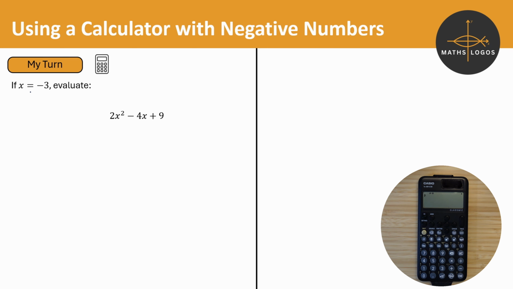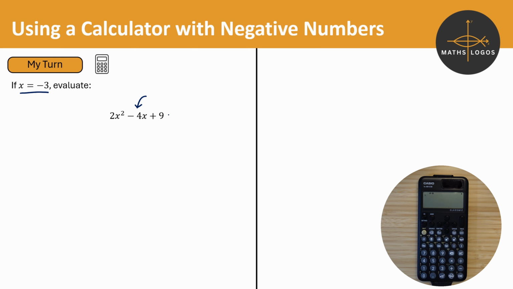So our next example says, if x is equal to negative 3, evaluate 2x squared, subtract 4x, add 9. So this is what we call an expression in algebra. It's given us the value of x, and we can do what's called substitution. In other words, we can replace x with the value negative 3.